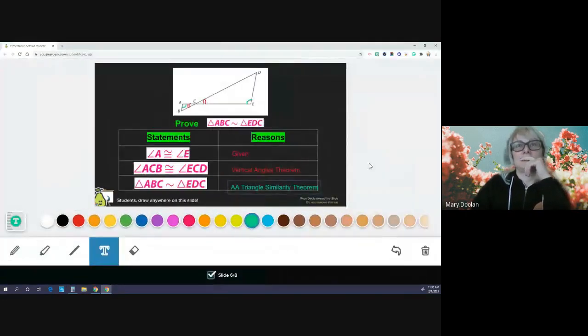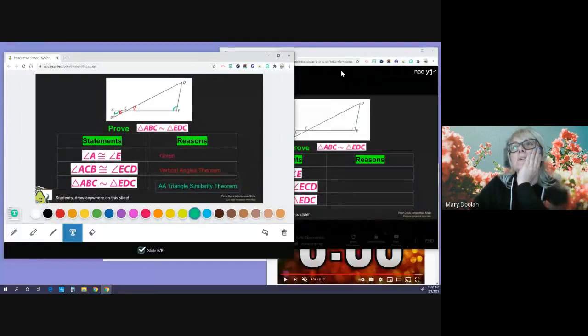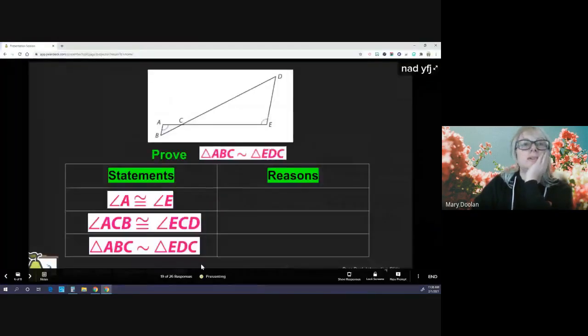Okay, so there we go. We proved it. We took a picture with two triangles, and we were able to prove that those two triangles are similar by first identifying two pairs of angles that are congruent and then saying, hey, well, that is the AA triangle similarity theorem. They're congruent. All right. Let's go to the next slide.